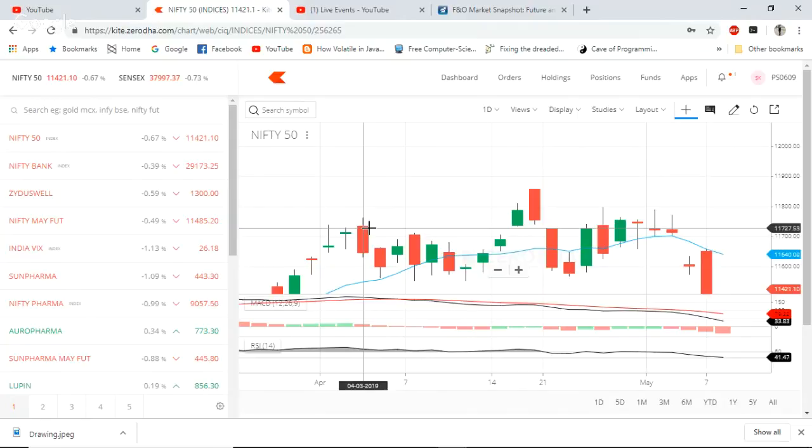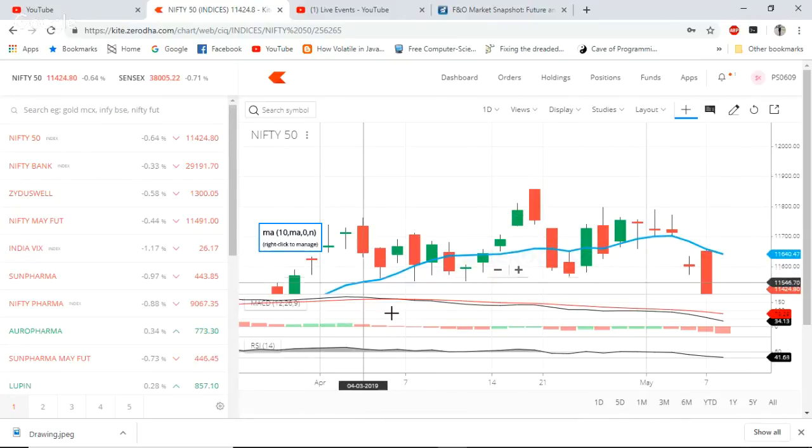Now let's see the next thing. What does this candle indicate? This candle indicates that it opened at 11,731. It went to a high of 11,759 somewhere in the day. It closed at 11,642 by 3:30, but in the whole day it also hit a low of 11,613. So this is the information given by this whole candle.